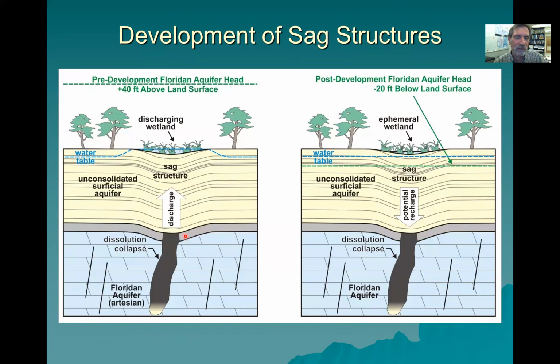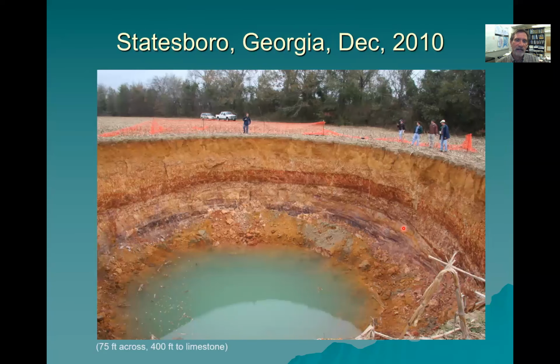So our model is that prior to modern pumping withdrawals, when we had positive artesian pressure, these solution conduits would have acted as places where groundwater was discharged to the surface, forming springs and wetlands. Today, with the loss of artesian pressure and the potentiometric surface below land surface, groundwater is no longer discharging through these conduits, but now these collapse features could act as an avenue for water to migrate downwards into the Floridan aquifer system.